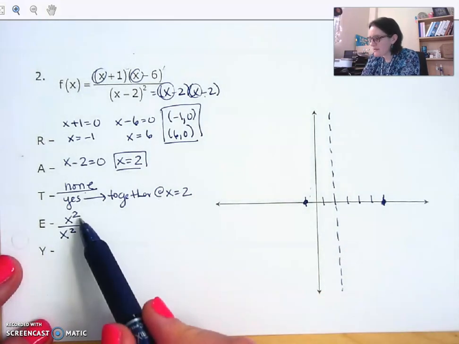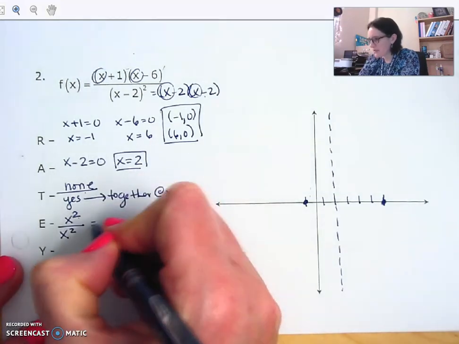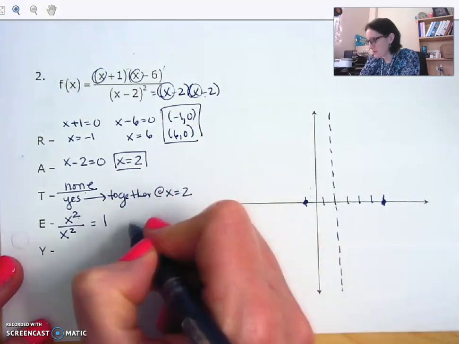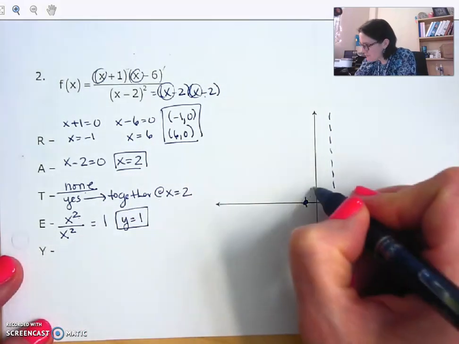And this is a balanced situation. The exponents are equal. So in that case, you just simplify it. That's going to give me 1. And so my horizontal asymptote is y equals 1 again.